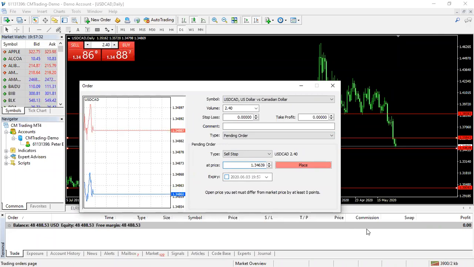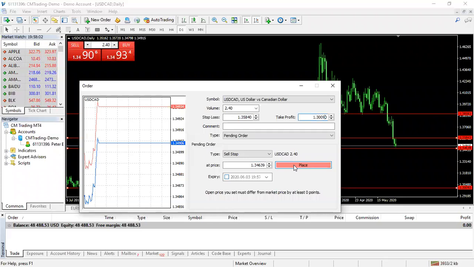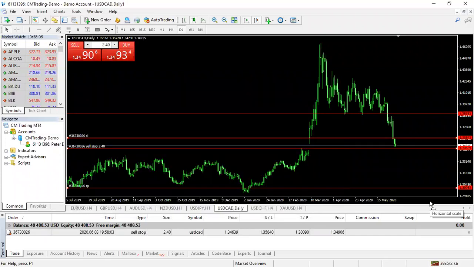1.34639. Okay, so this price we expect it to go up to this point, then it will continue going down. Okay, then what is the stop loss? Stop loss we said is this price, so 1.3584. Okay. Then what is our target? We said our target will be here, 1.309. Okay. Then please, you can delete the lines, okay?